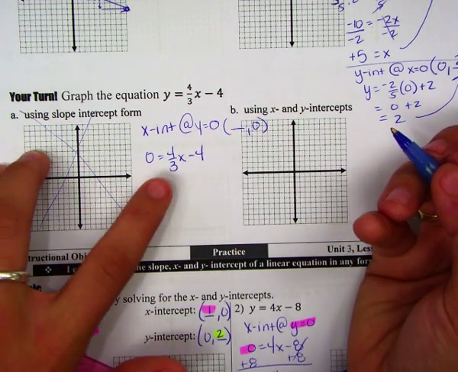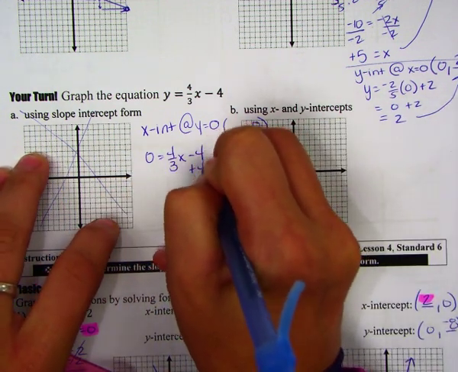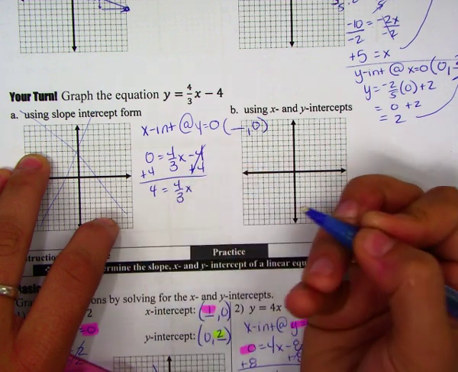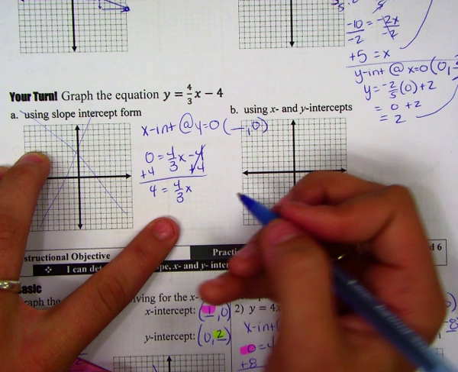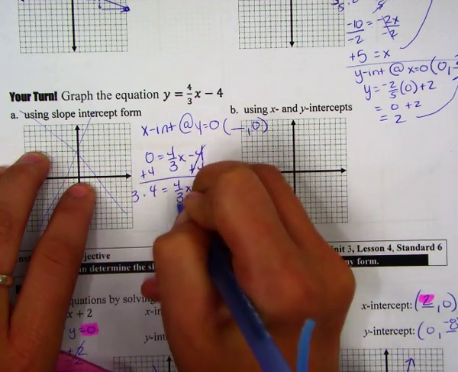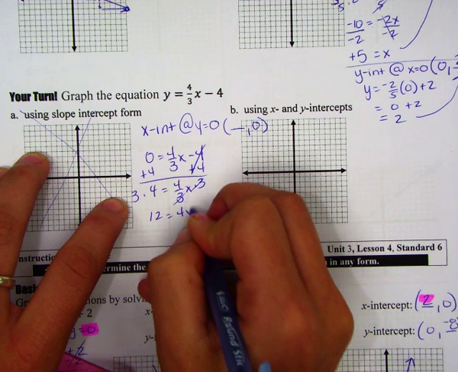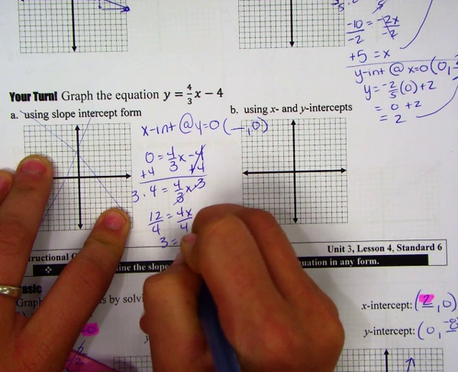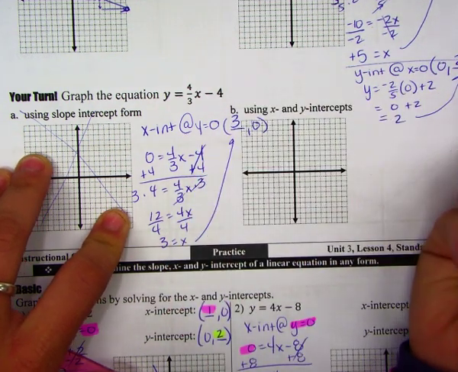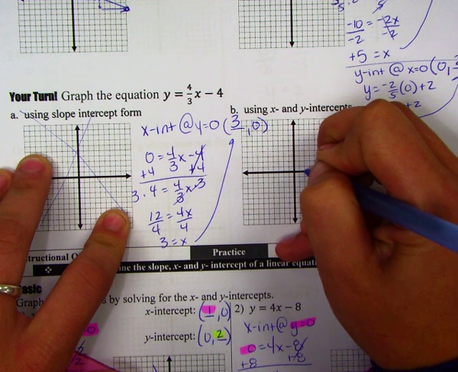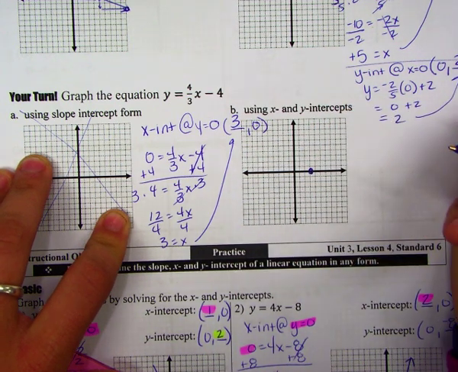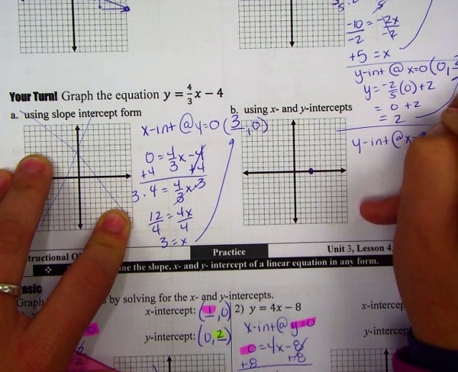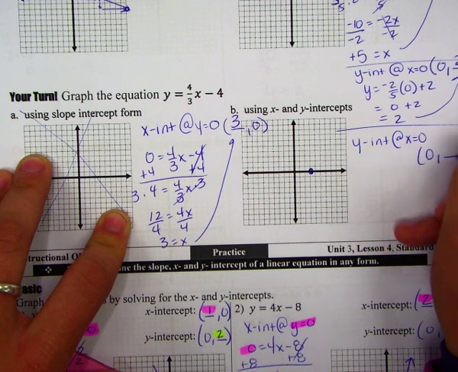Much like the last one, I actually still need to move the constant first. So this becomes 4 equals 4/3 x. I'm going to get rid of the 3 in the denominator, so I'll multiply by 3 on both sides. 12 equals 4x. Lastly, divide by 4. 3 equals x. So my x-intercept is 3, 0. Let me go ahead and graph that. Great. Now my y-intercept is at x equals 0 because all y-intercepts are in the form 0 comma something.